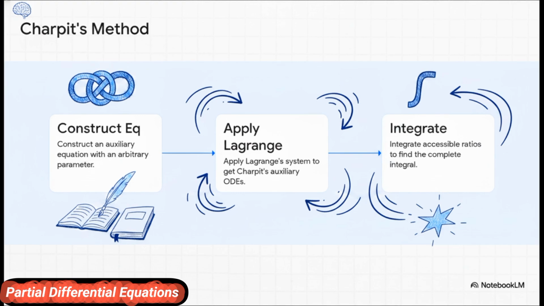Enter Charpit's method. This was developed way back in 1784 by Paul Charpit, and honestly, it's almost like a mathematical cheat code. It gives us this exact, step-by-step framework to find the complete integral of a general nonlinear first-order PDE. Here's how it goes. First, you construct a compatible auxiliary equation. Then, you apply Lagrange's characteristic system, which generates Charpit's auxiliary ODEs. And finally, by integrating those much more manageable equations, you can isolate your partial derivatives and actually find the complete solution. It's just a beautifully structured, elegant way to untangle what otherwise looks like an impossible mathematical knot.